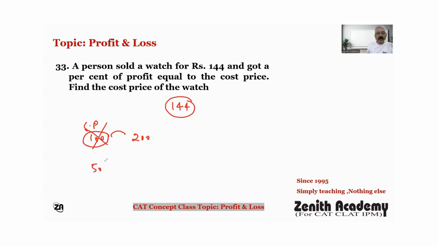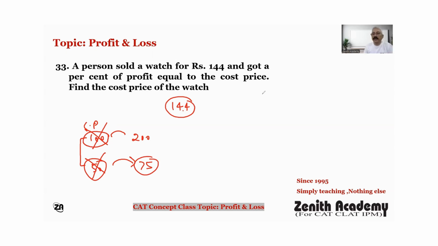If I assume 50, तो 50 का 50%, 25. तो 50 प्लस 25, 75. ये भी 144 से ग्रेटर देन दिस. इसमें 100 और 50 के बीच में कुछ होगा. तो जब कभी भी एज्यूम करते हो तो 10, 20, 30, 40, 50, 10 के मल्टीपल में एज्यूम किया करो.